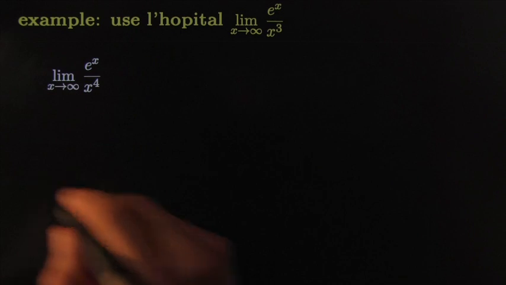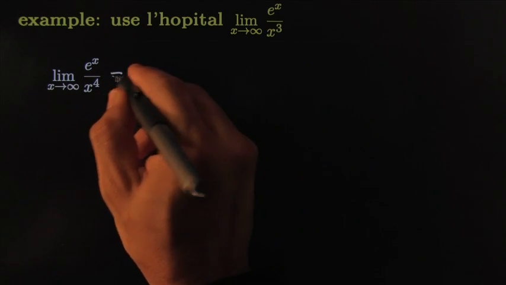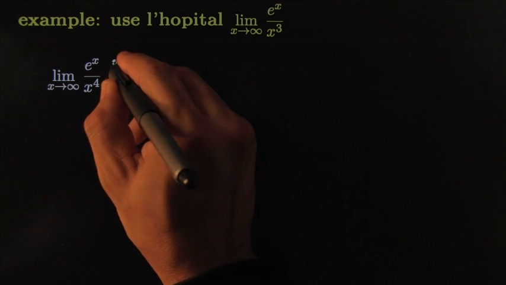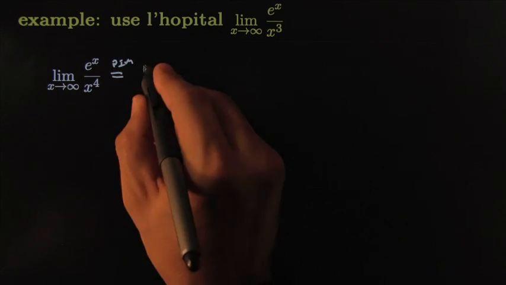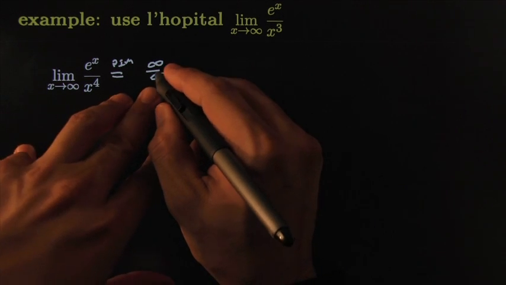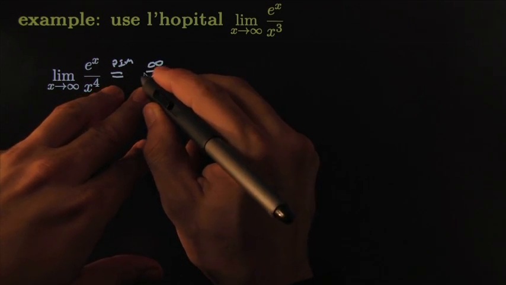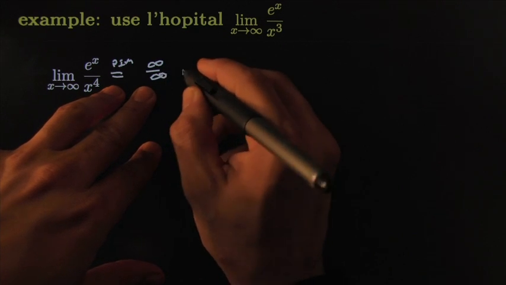Let's do another basic one. That was so fun. Let's try another super basic one. Let's do this one to the 4th. If I try the plug-in method, x is going towards infinity, I would get infinity over infinity. This is a perfect L'Hopital format. Any time you have infinity over infinity, plus or minus, then it's perfect L'Hopital form.